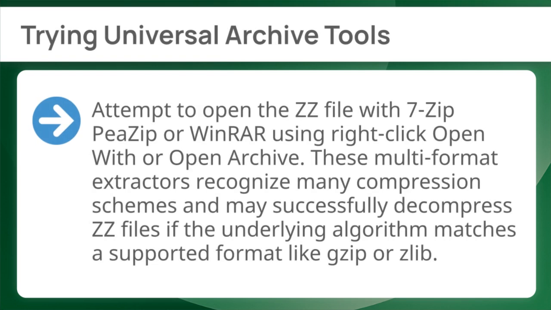Next, trying universal archive tools. Attempt to open the ZZ file with 7-Zip, PeaZip, or WinRAR using right-click Open With or Open Archive. These multi-format extractors recognize many compression schemes and may successfully decompress ZZ files if the underlying algorithm matches a supported format like GZIP or zlib.